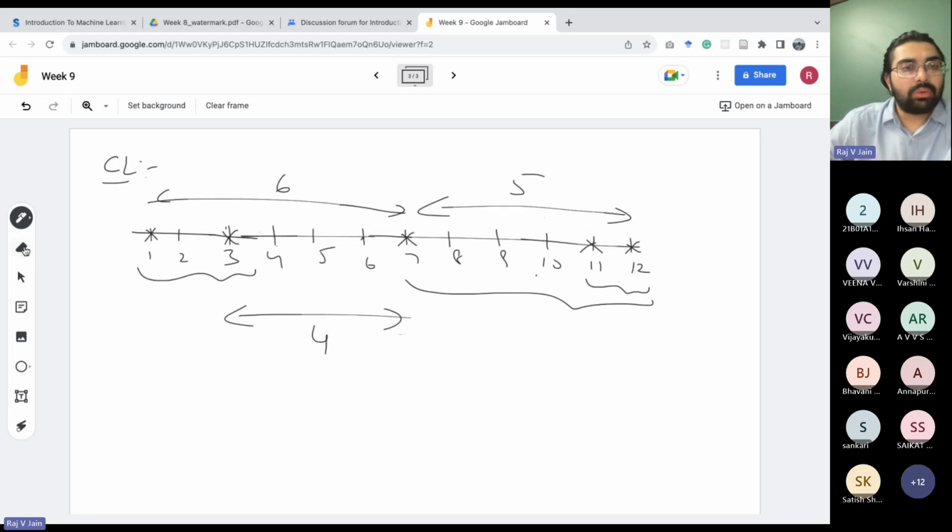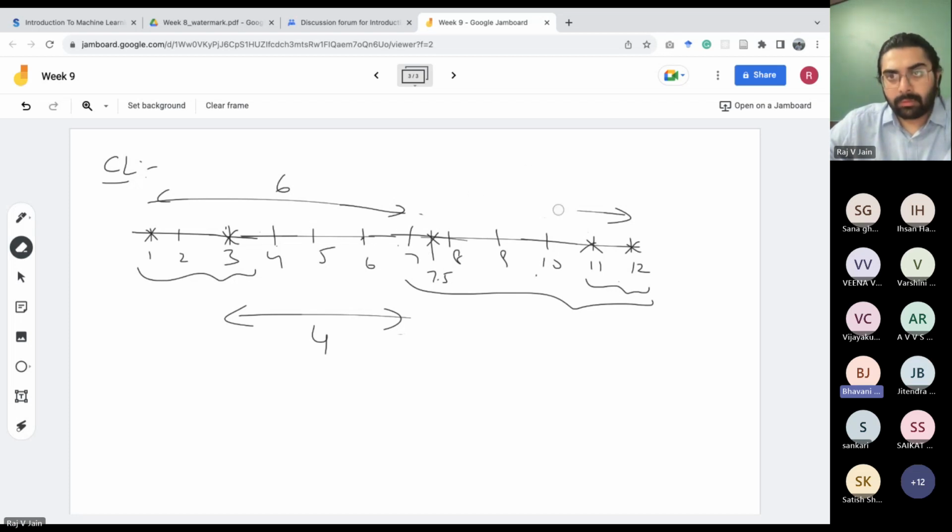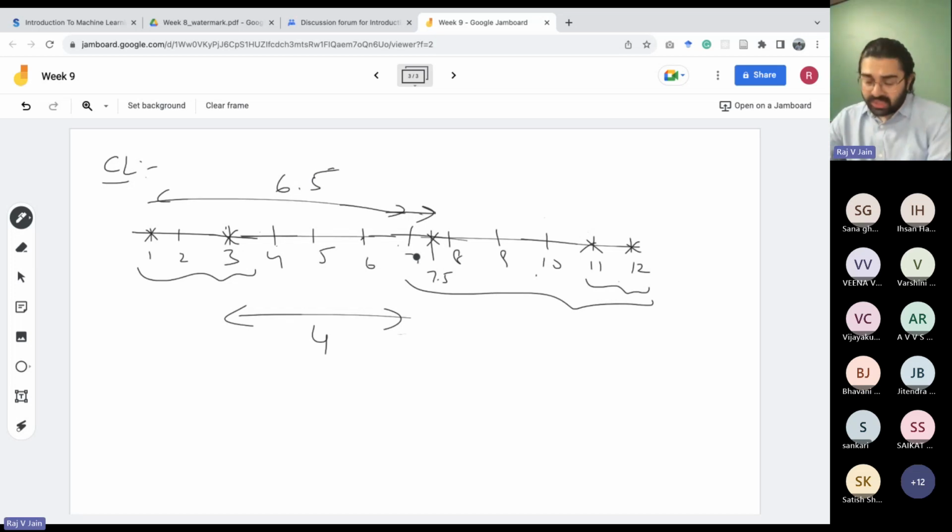So, or can I do 7.5? Or there might be 2 points, 6 and 7. So 7 will join 12, 11 and 12. 6 will join 1 and 3. And still 6 and 7 are closer, but still they are far off from the points in that other cluster. 6 and 7, but then if you do 6 and 7, then 6 and 7 will get clustered, no? That's the catch, right?